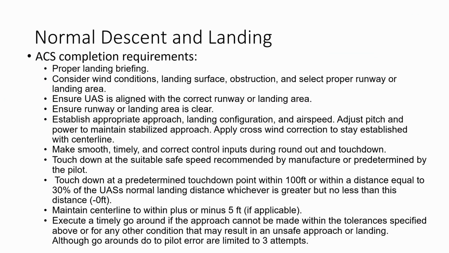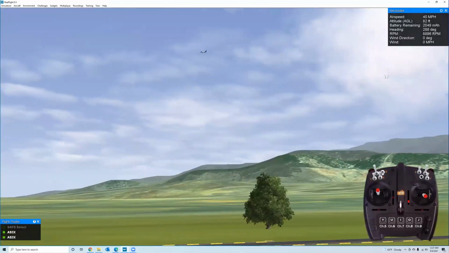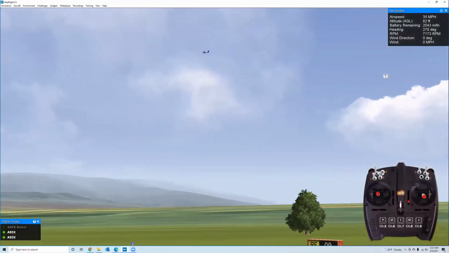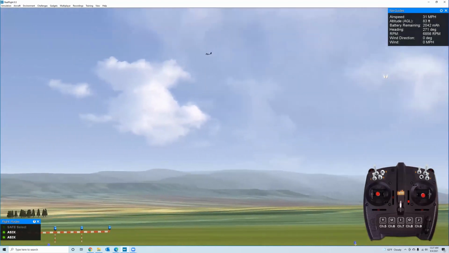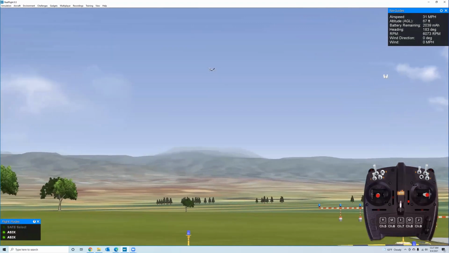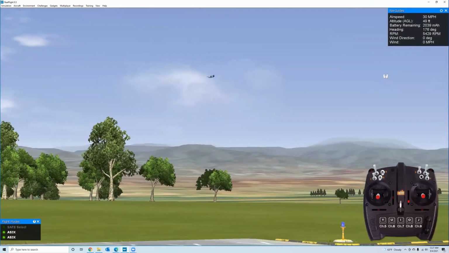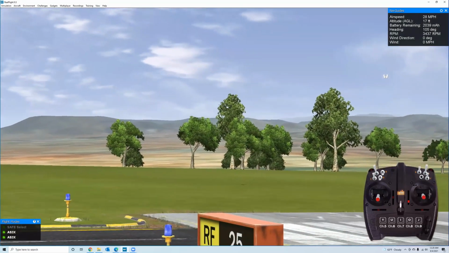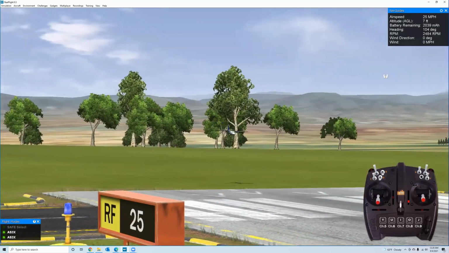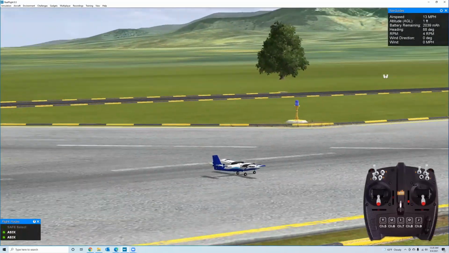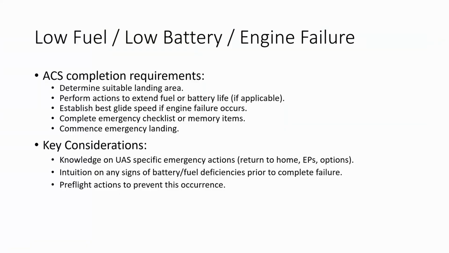Next maneuver we're going to talk about is the normal descent and landing. In this maneuver, you can see us approaching on the downwind. When we get abeam the numbers, or abeam the touchdown point, throttle is going to be reduced. Back pressure is going to be added. Flaps are going to be added. And the aircraft is slowly going to be turned on base and then onto final. The aircraft is then going to flare and land on the runway and maintain centerline direction control with the rudder.